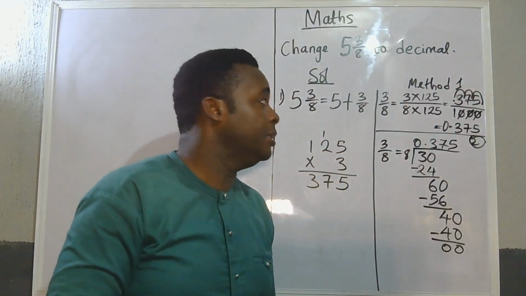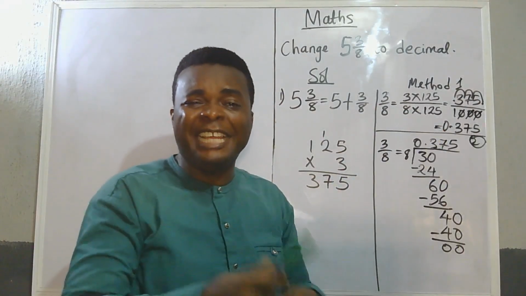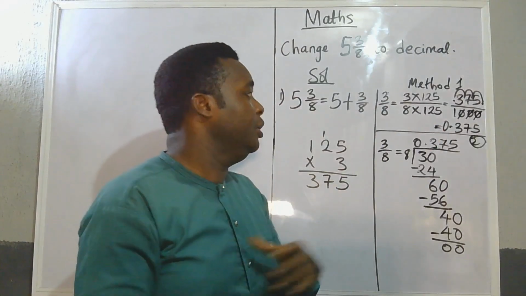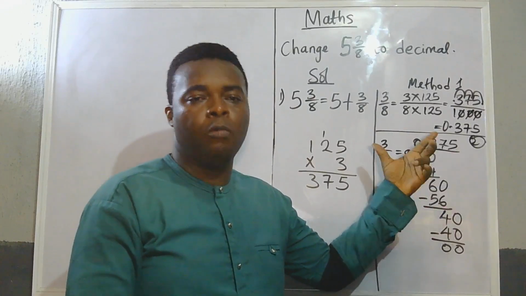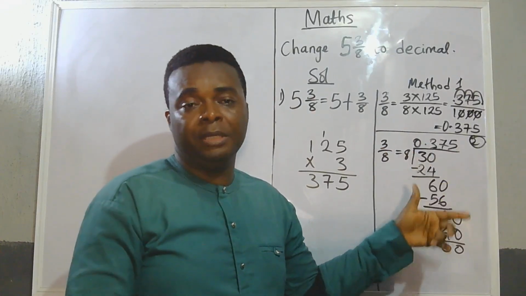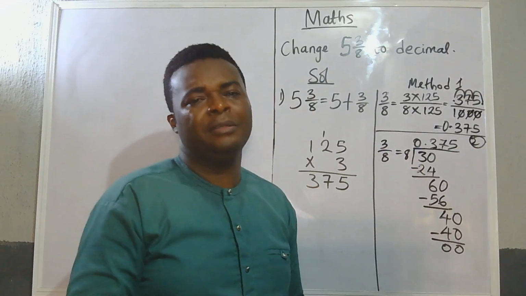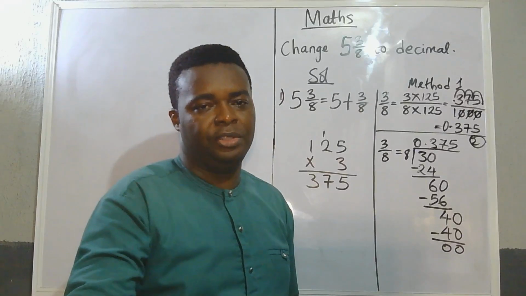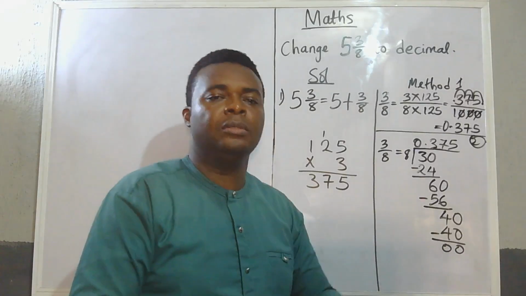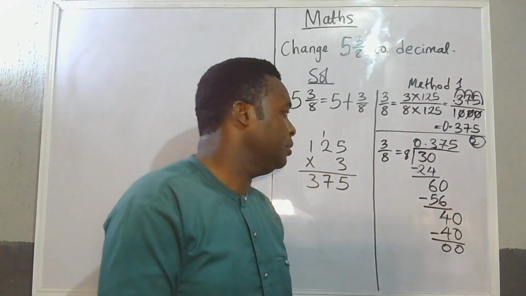Do you understand? Method 1 works for denominators that can easily be converted to 10, 100, or 1000. Now, if your denominator is 2, 20, 10, 50, you can easily convert these figures. Do you understand? To either 10, 100, or 1000, as the case may be. Is that clear? All right.